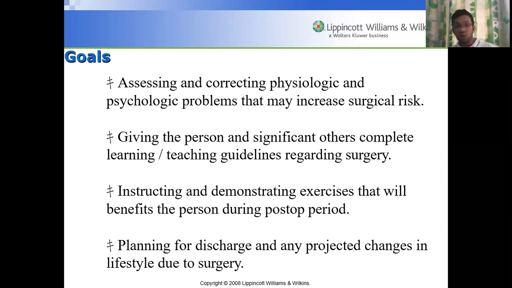And we need to instruct and demonstrate exercises that will benefit the person during the post-op period. So range of motion exercises are an example of exercises that we can teach to the patient. And to plan for discharge and any other projected changes in the lifestyle due to the surgery.